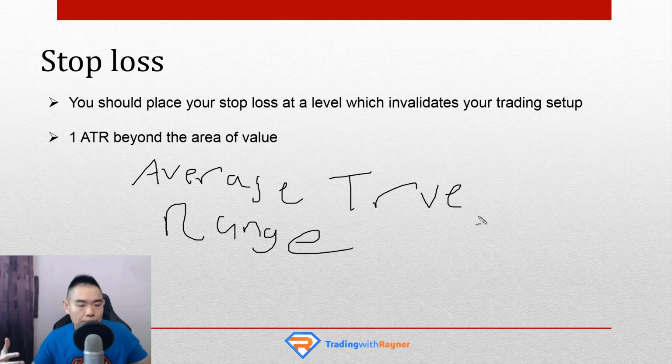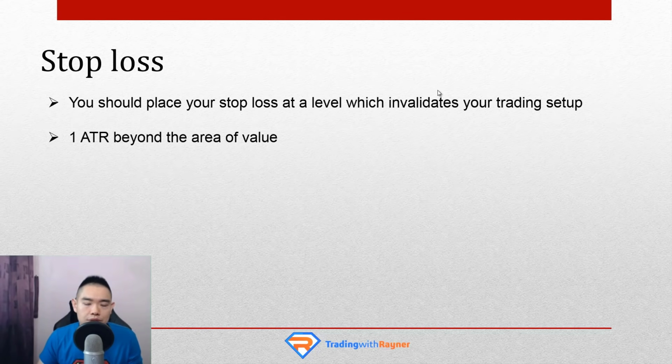When volatility is low, the average true range indicator value is low. One thing to be clear: this indicator doesn't measure the trend. It measures volatility. So let's have a look at how this indicator works. What do I mean by one ATR beyond the area of value?